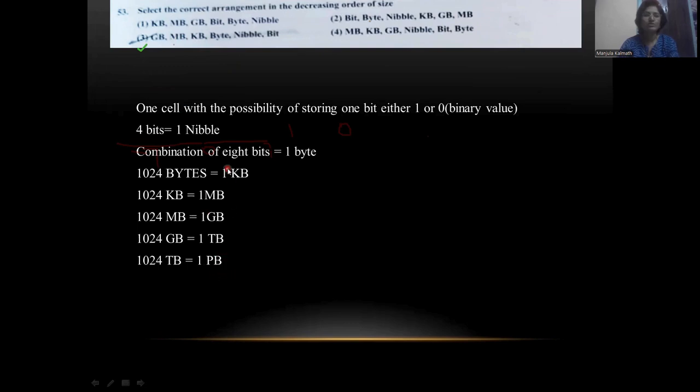So decreasing order means highest memory first, how much is it? Gigabyte. And from gigabyte itself it starts. Gigabyte, after that we have megabyte, after that kilobyte, and after that we have byte here, and after that nibble, and then bit. So GB, MB, KB, byte, nibble, and bit. The correct option for this one is 3.